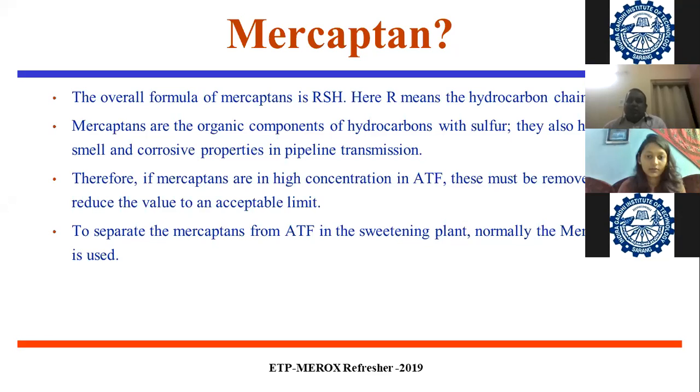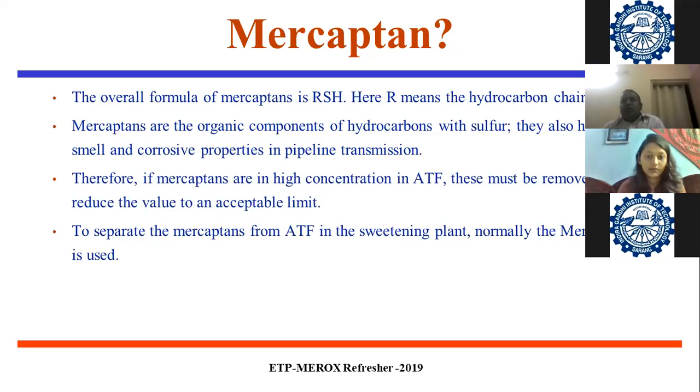If we remove it, then we protect the engine, the refinery equipment, the refinery pipelines, the pumps, and every piece of equipment handling this ATF from the refinery section to the retail section. Like that, we can minimize the cost and extend the life cycle of the equipment, engines, and related factors, including the storages. So if mercaptans are in high concentration in ATF, they must be reduced to an acceptable limit.